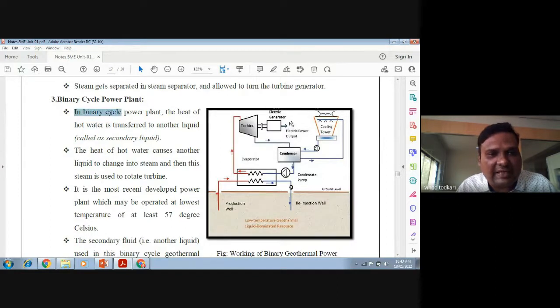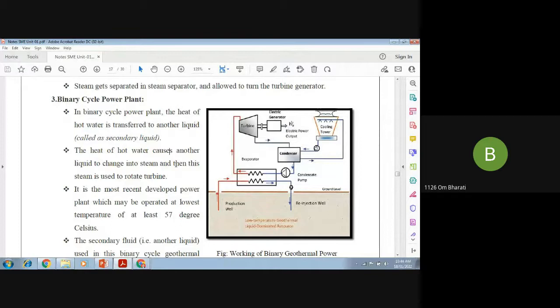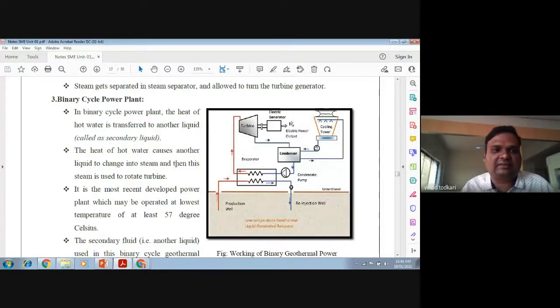Now see, in a binary cycle power plant, the heat of hot water is transferred to another liquid which is called the secondary liquid. This is hot water or steam, and the liquid flowing through this circuit is called the secondary liquid. What is the condition while selecting the secondary liquid? The boiling point of the liquid will be low. Excellent. The boiling point of the secondary liquid must be low.